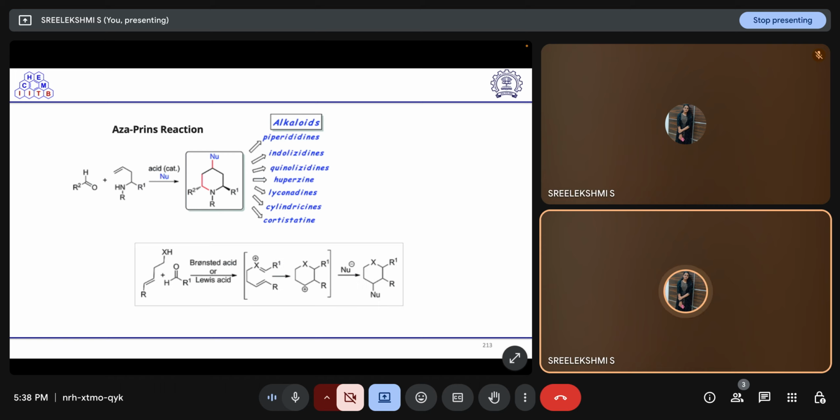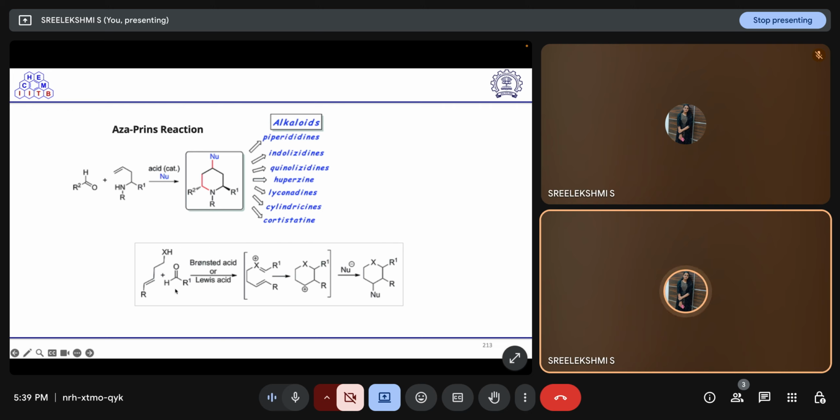Now the next reaction is Aza-Prins reaction, where this alkene and this aldehyde or ketone in the presence of acid can give different piperidines, indolizidine, quinolizidine, huperzine, lycodine, cylindrospermopsin, and cortistatin kind of core structures. So what is happening in the presence of Bronsted acid or Lewis acid? Firstly, this intermediate is forming, and then the cyclization will happen to give this compound. Then nucleophile can attack at this carbocation position to get this compound.